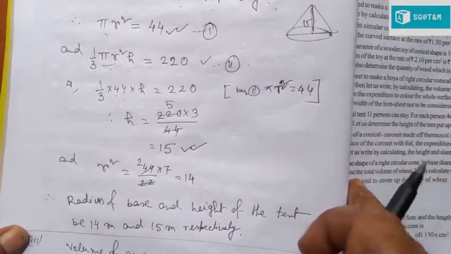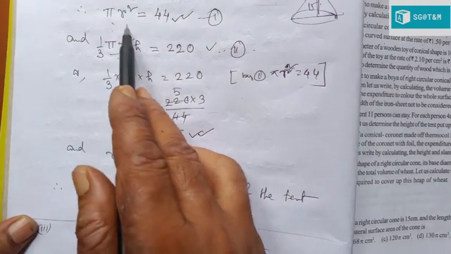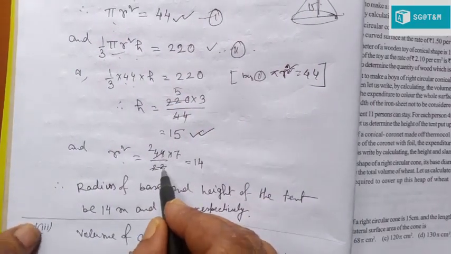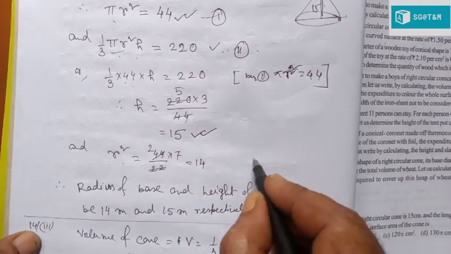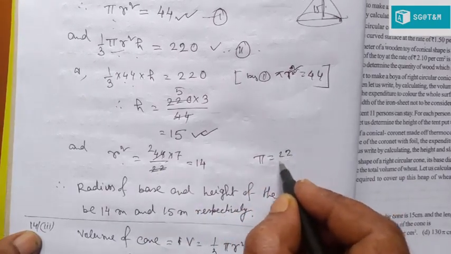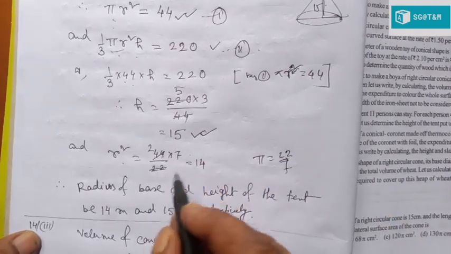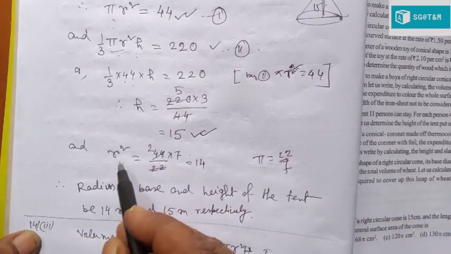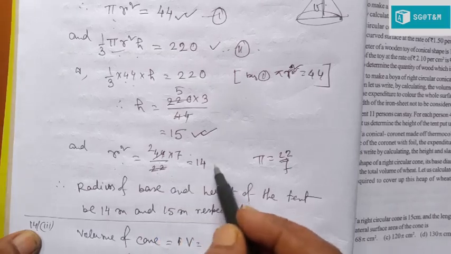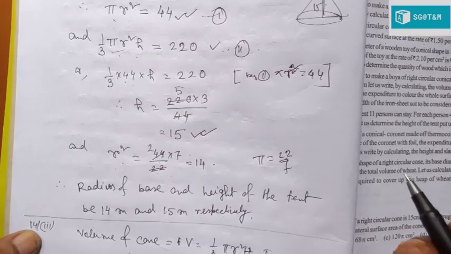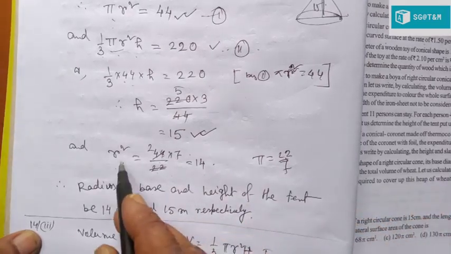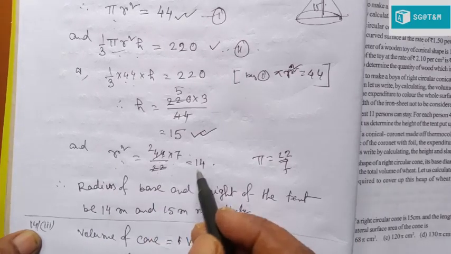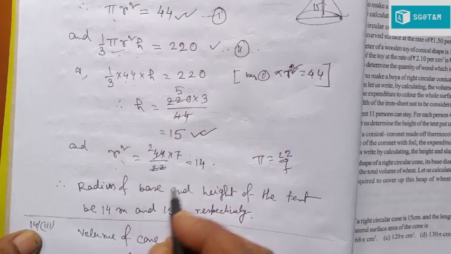And pi r square is equal to 44. So r square is equal to 44 by pi. The value of pi is 22 by 7. Since pi is equal to 22 by 7, just put it here. We get r square is equal to 14. So r is equal to root 14 must be.